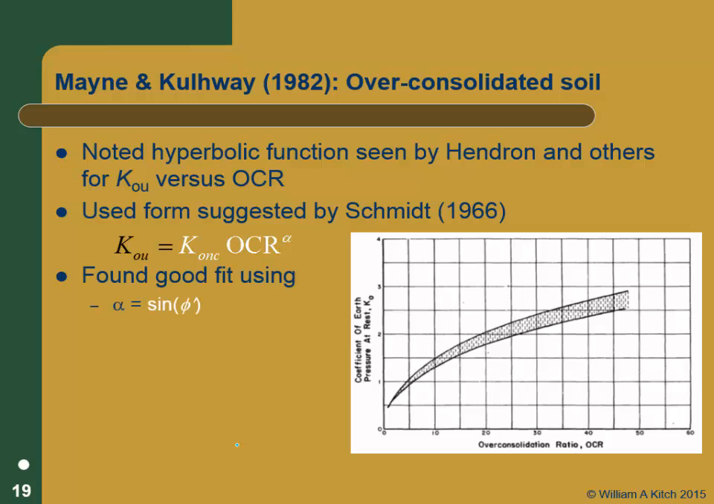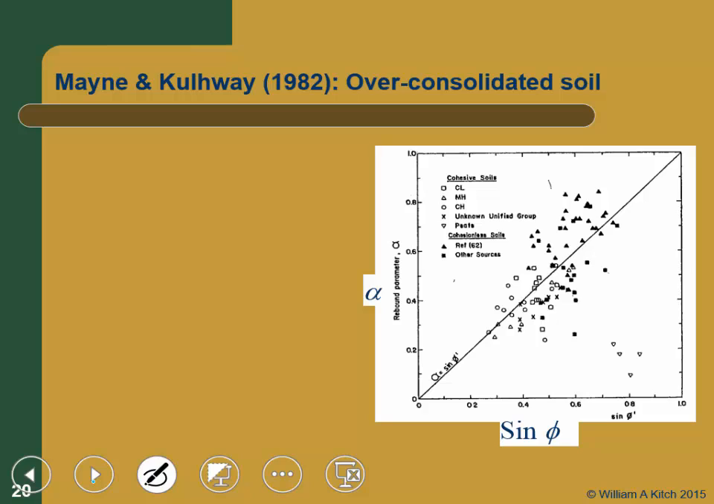So Mayne and Kulhawy tried fitting it with a lot of things, and they found that if they use sine phi as the exponent, they really got a pretty good fit. We'll show you the fit in a second. So here's the fit, this is alpha, that's the hyperbolic parameter as a function of sine phi, and there are the data. So this is their good fit.